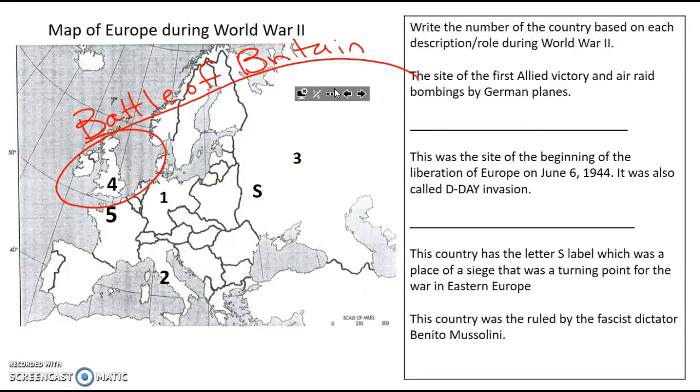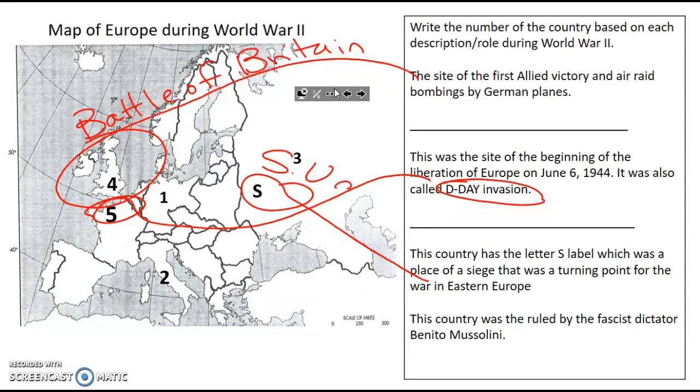Next one says this was the site of the beginning of the liberation of Europe on June 6, 1944. It was also called the D-Day invasion. And that is right here, number 5, on the coastline of France. Okay. Next one says this country has the letter S label, which was a place of a siege that was a turning point of the war in Eastern Europe. And that's right here, which is the Soviet Union at Stalingrad. It's called Volgograd now.